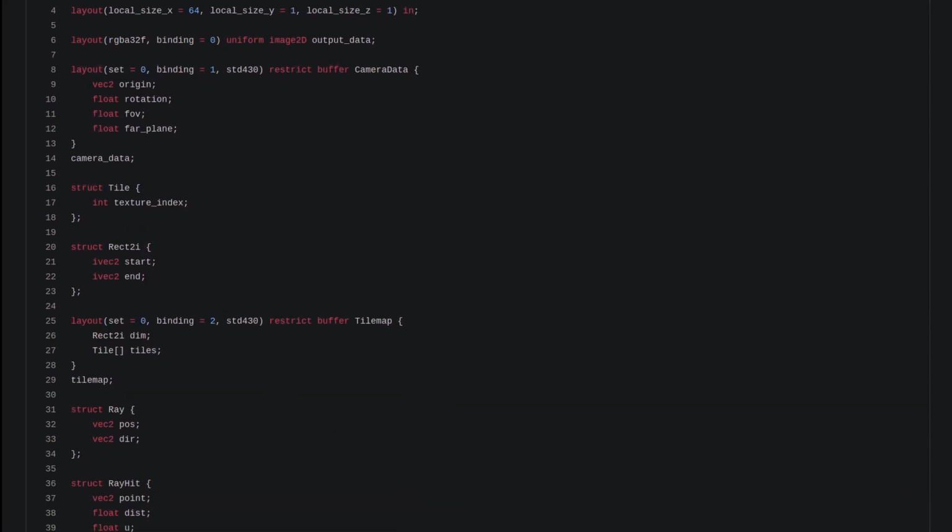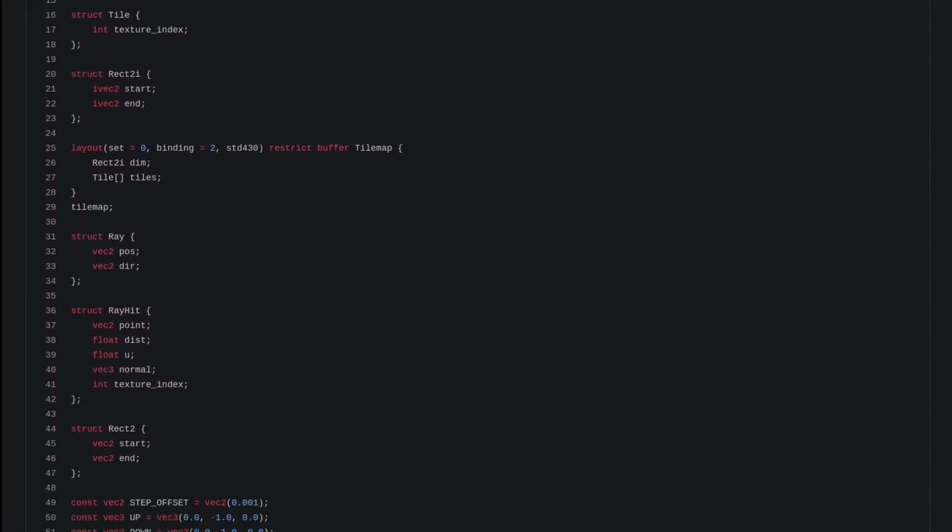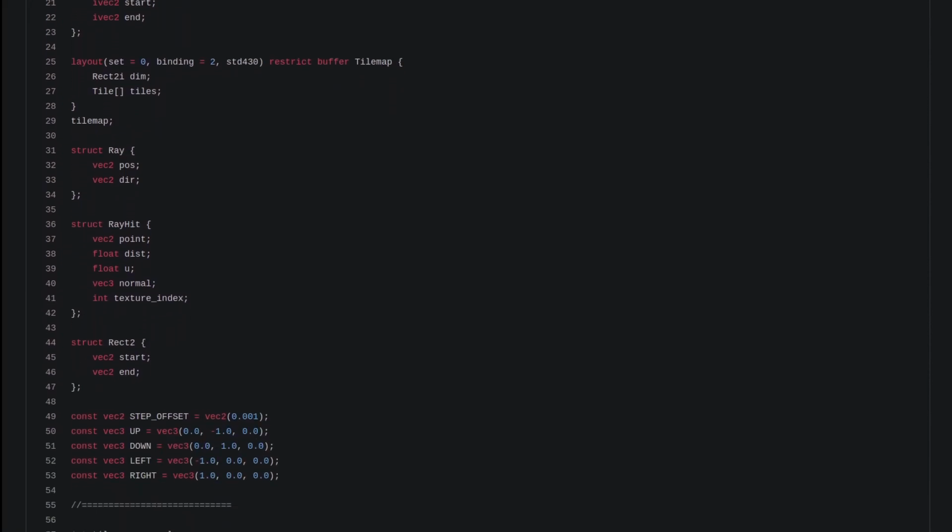Now converting the actual Raycast algorithm to shader code was no easy feat. See, shaders often lack good debugging tools, and they have this really neat feature, where small errors end up breaking reality.